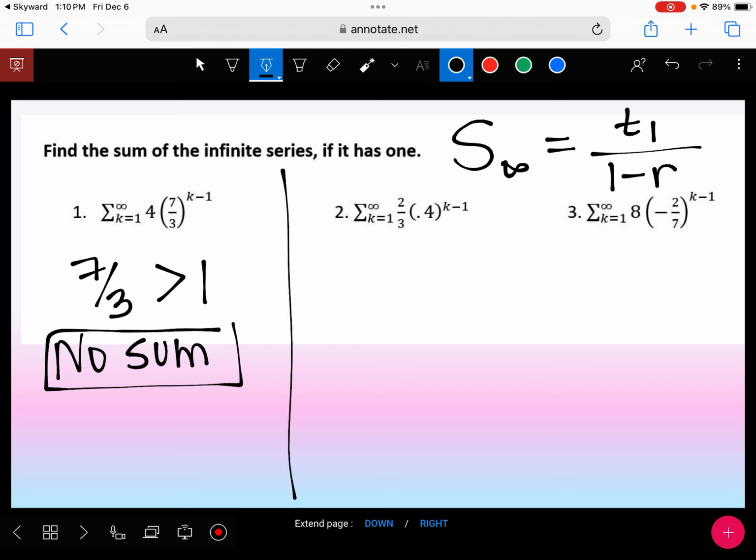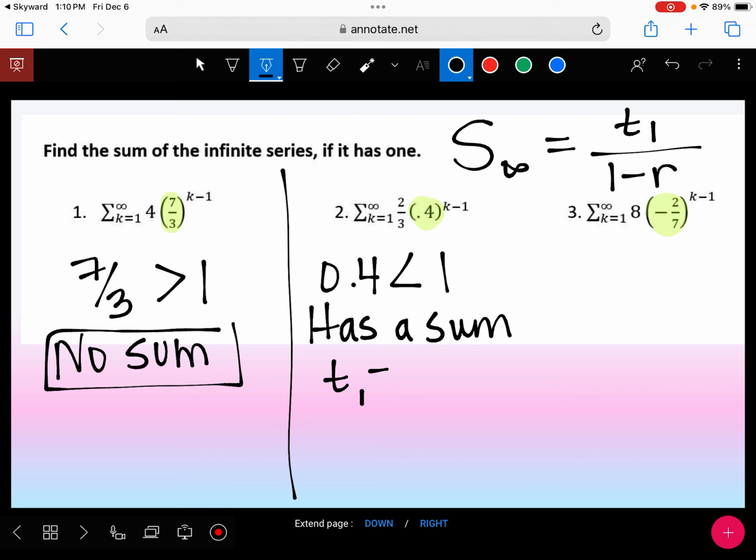What about number 2? Do we have a sum? Yeah. And again, this is the number I'm looking at to determine if it has a sum. 0.4 is less than 1. So this one has a sum. So we can use our formula. T1 is 2/3. R is 0.4.